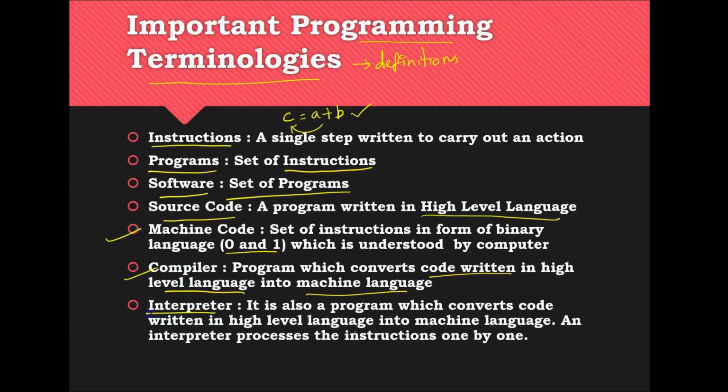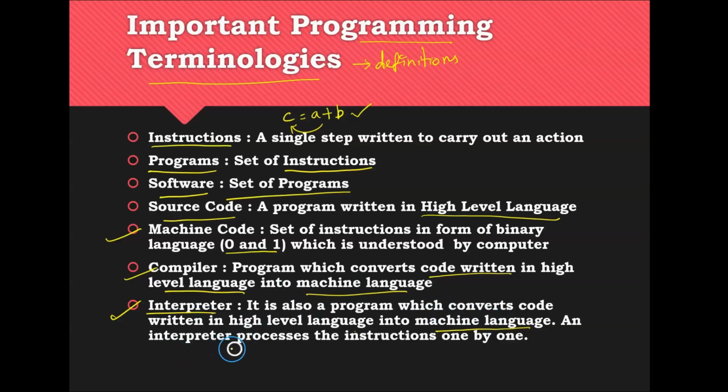So the next one, interpreter. It is also a program which converts the code written in high level language to machine level language. In this case, the conversion is done by the interpreter. So we have the compiler and the interpreter, but Python is considered an interpreted language. It is not a compiled language. It means that whatever program we type into the computer will be checked line by line. That means each and every line is getting checked. That is called an interpreter. So that's why this process is done by the interpreter.